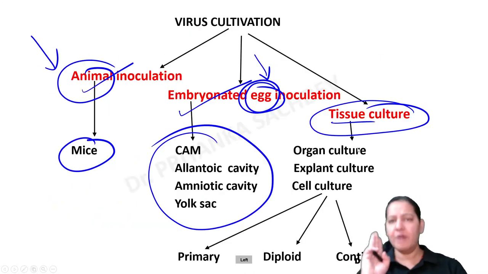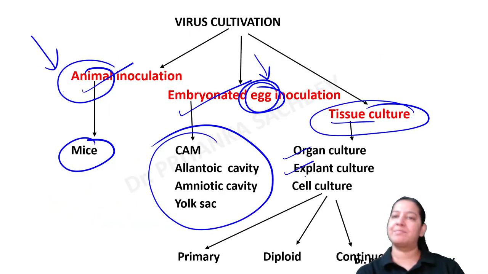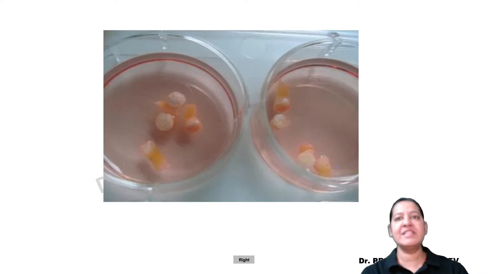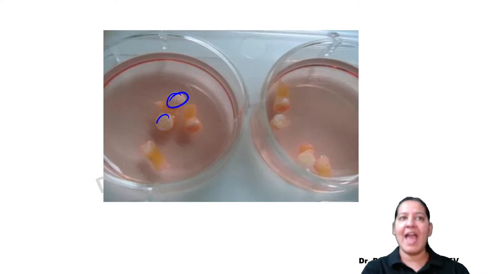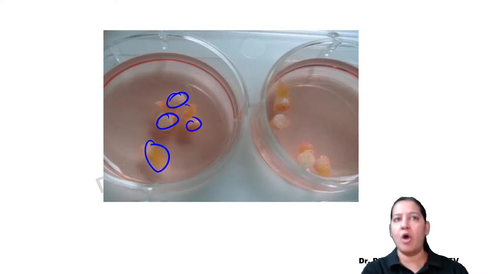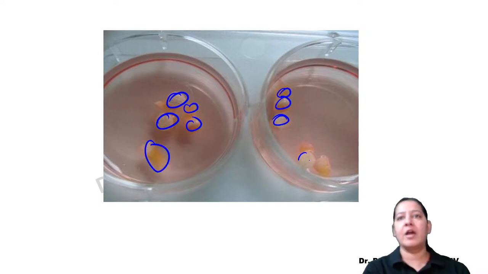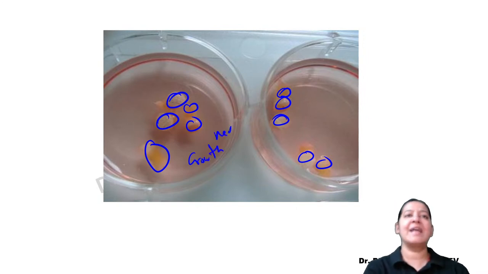It is also of three types: organ culture, explant culture, and the most important, cell culture. In organ culture, we will take the organ of any animal, cut the organ into pieces, and put these organ pieces in growth media. The cells inside the organ are live. They are not dead because they are present in growth media.